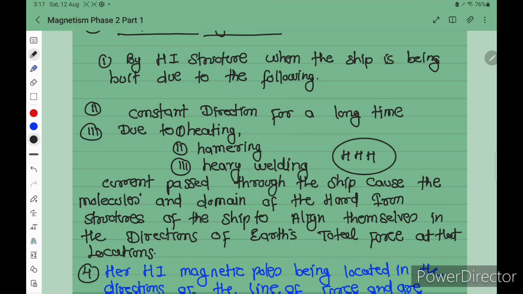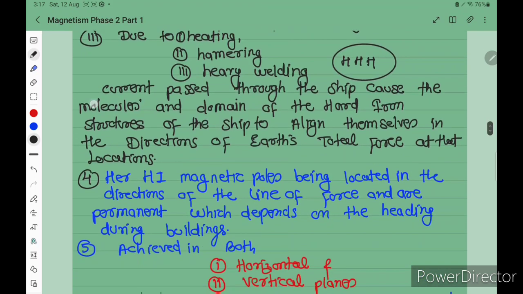Current passes through the ship, causing the molecules and domains of the hard iron structure of the ship to align themselves in the direction of the earth's total force at that location. So because of this heating, hammering and heavy welding, and a lot of current passing through the vessel, it acquires permanent magnetism, which will remain for the vessel's whole life until the vessel is scrapped. Only in the first 6 months, because of vibration and pounding, it will lose some magnitude.